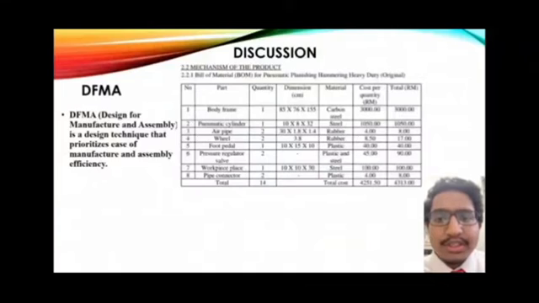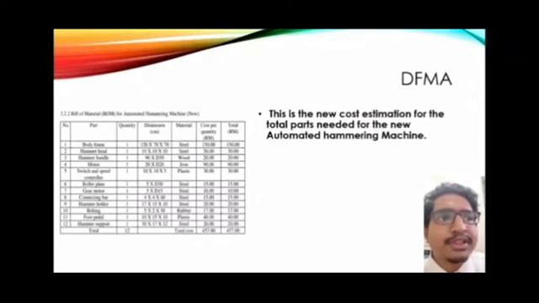I'm Sujendran Nair and I'll be doing the discussion on the DFMA of this report. DFMA stands for Design for Manufacture and Assembly. It is a design technique that prioritizes ease of manufacture and assembly efficiencies. In this methodology, we provide a bill of material, function of each part, and assembly worksheet analysis for both new and old designs. As you can see on the right, this is the bill of material for our old product, and this is the bill of material for our new product.